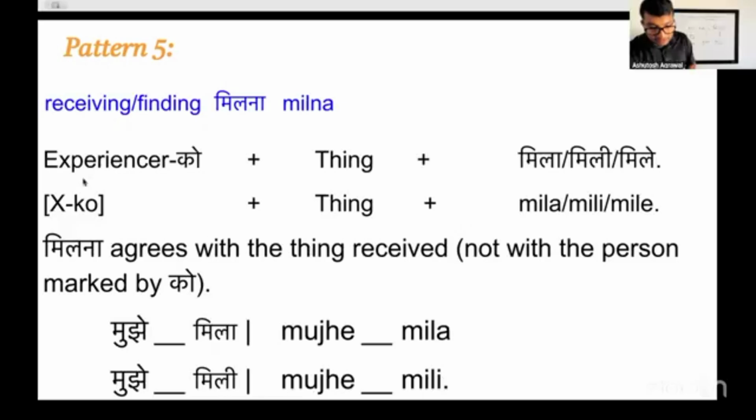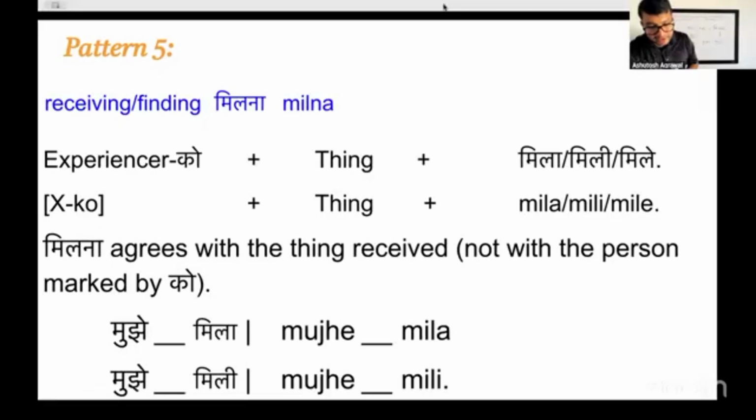Let's say Michael did a very solid job and he got a bonus. So, Michael ko bonus mila. Let's say Sunny ji got an award. So, Sunny ko award mila. Right? In this case, the key thing to remember is that the milna agrees with the thing received.